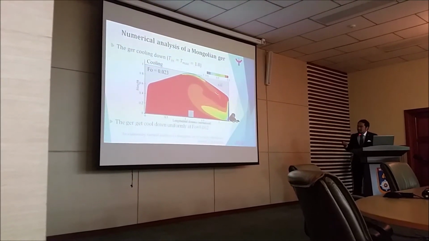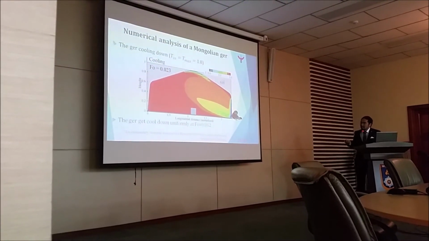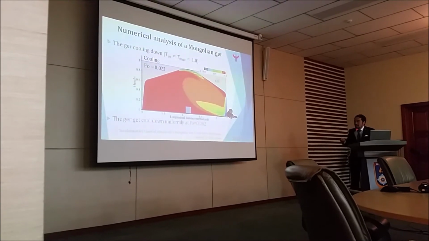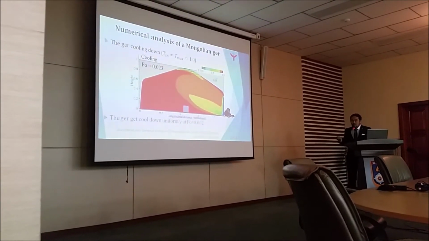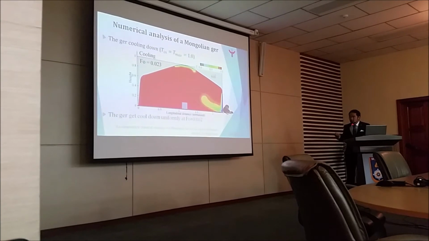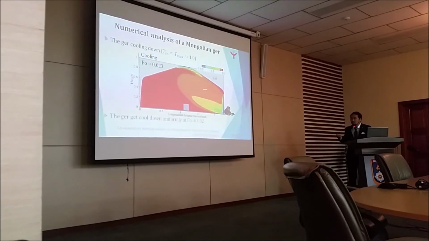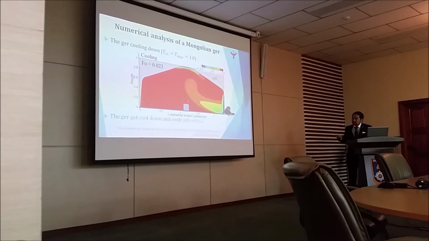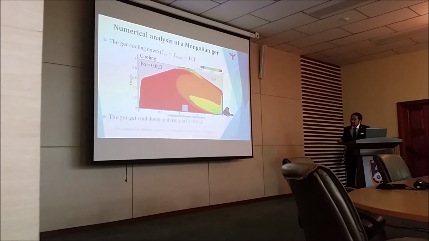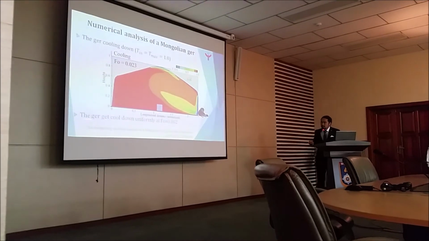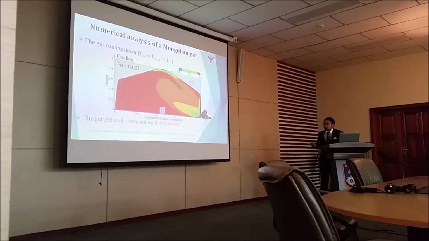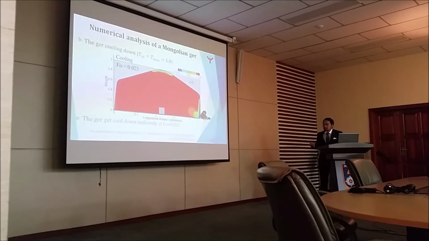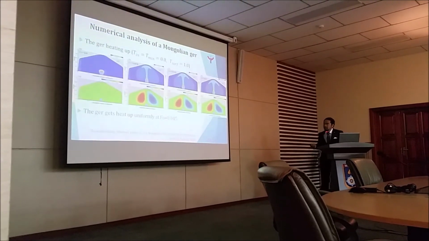So from this, we can see the door and the crown start to lose heat, and soon after, the warm air and cold air start convection flow inside, and then we can see one big circulation here. And with this simulation, we found that the Ger gets cooled down uniformly at a Fourier number of 0.062. This Fourier number is an indication of the time.